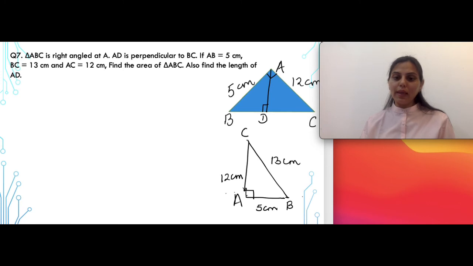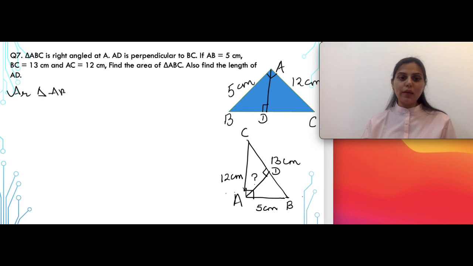And from A, on the base BC, there is a perpendicular which is drawn, and the name of this perpendicular is AD. So we are supposed to find the area of the triangle, and also we are supposed to find the length of AD. So let's first write the formula for area of triangle ABC.